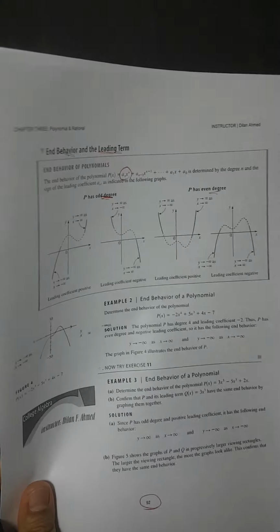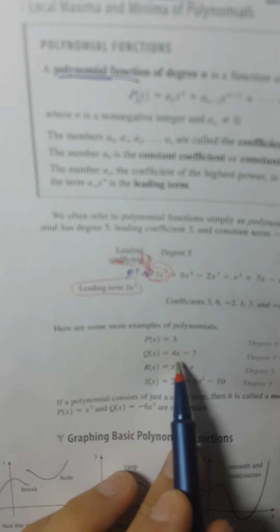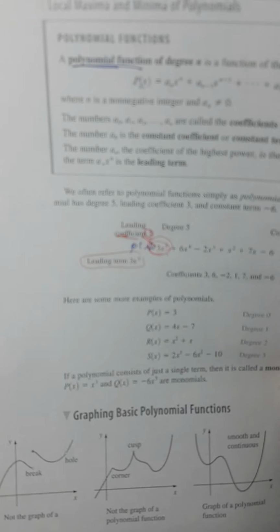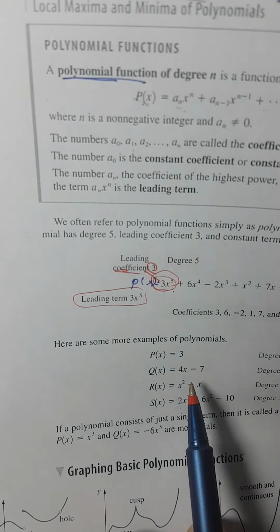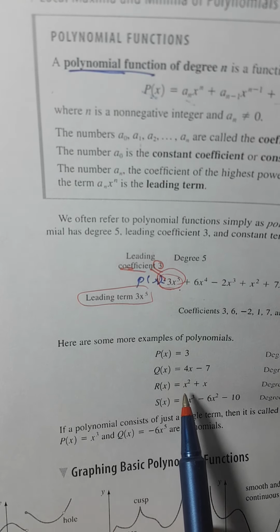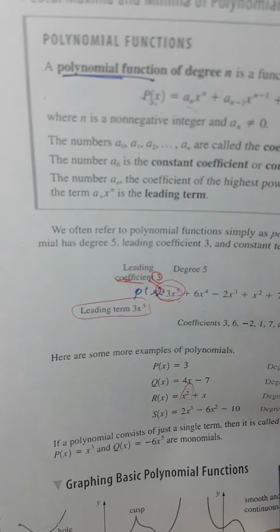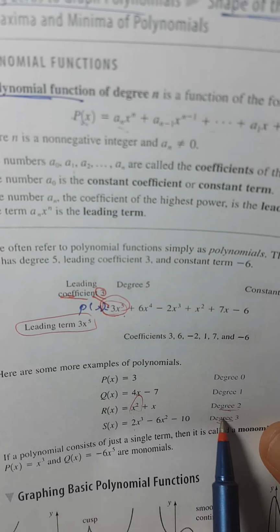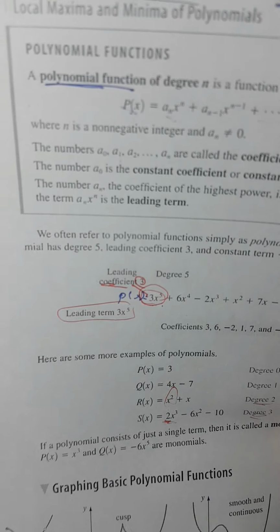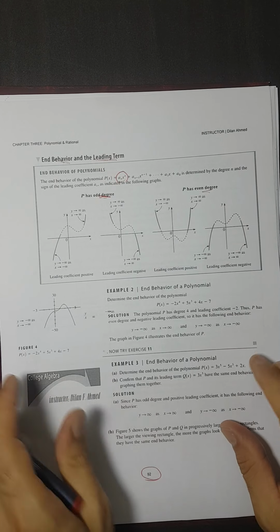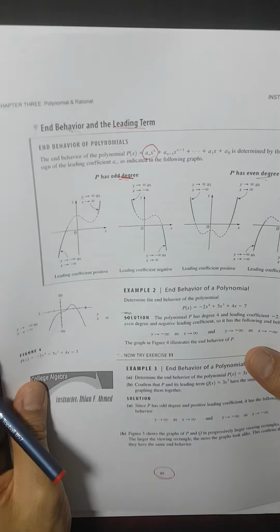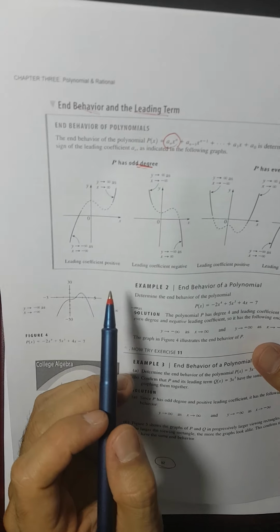As we have before, this is degree 0, this is degree 1, because the largest power is equal to 1, and here we say x squared. Because the largest power is 2, we say degree 2, and also we have degree 3 because the largest is degree 3. That's why in our lecture we are going to focus on the degree.